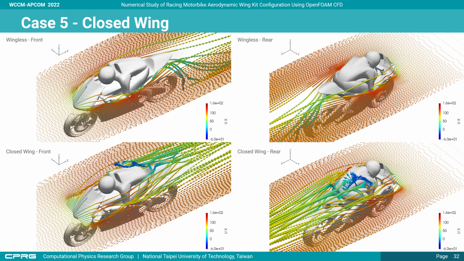We could even use a streamline tool with arrow-shaped patterns to make a comparison of the windless and the closed wing conditions. The airflow with a lower velocity, that blue part, sticks around the back of a rider dummy. Here is a comparison of pressure coefficient contour between windless and closed wing conditions. The inlet velocity is 100 meters per second.